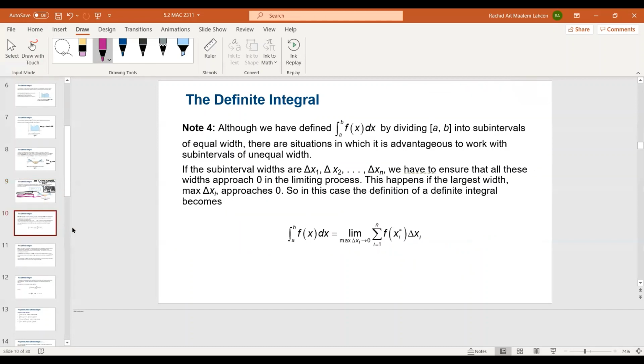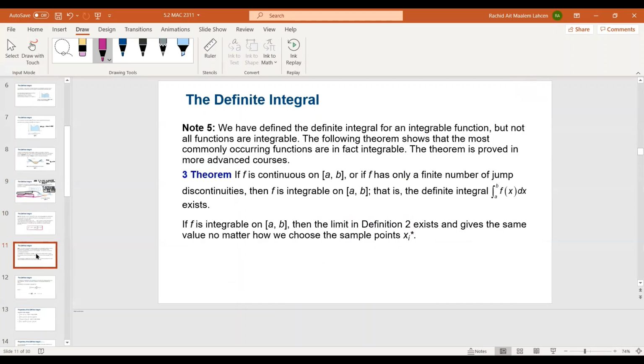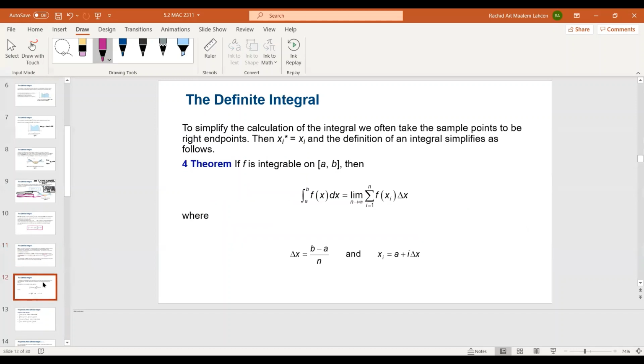All right, so although we have defined this, of course, this is similar to what we've been talking about for a few minutes now. So we can talk about this theorem as we move on. If f is continuous on this closed interval and has a finite number of jump discontinuities, then f is integrable on [a, b]. That is, the definite integral exists. So we'll see these examples will help.